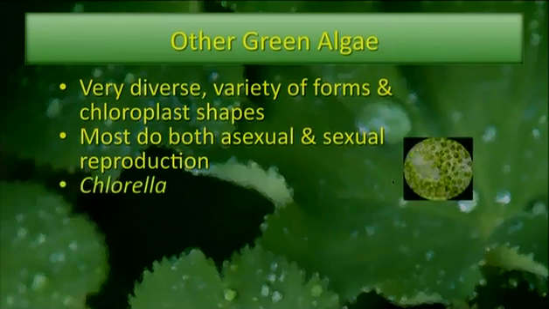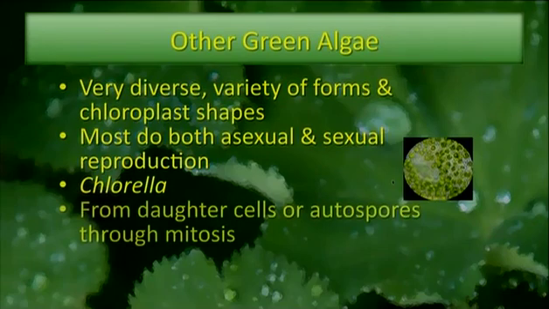As an example, here's a picture of chlorella. You might have heard of chlorella. Chlorella is very big in health food stores. It's very expensive. It's supposed to be very nutritious for you though. It has a lot of vitamins and minerals. They usually reproduce from daughter cells or autospores through mitosis.